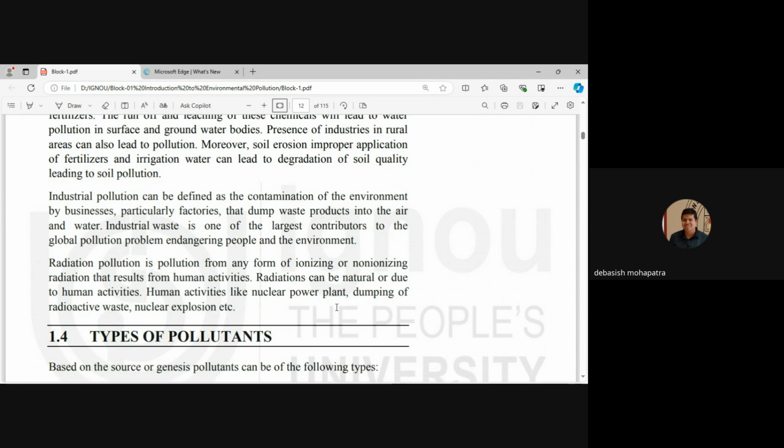Radiation can be natural or due to human activities. Human activities like nuclear power plants, dumping of radioactive waste, and nuclear explosion. All these are the sources of radiation.